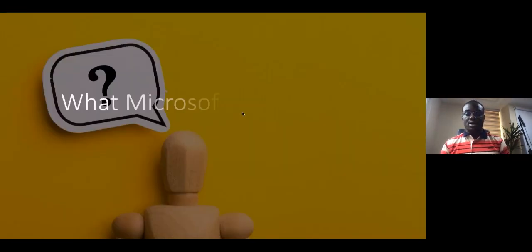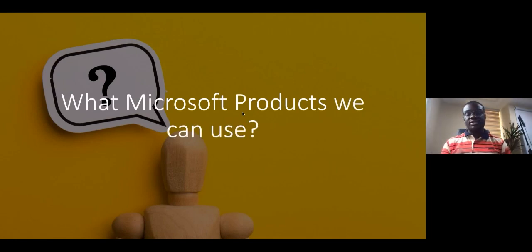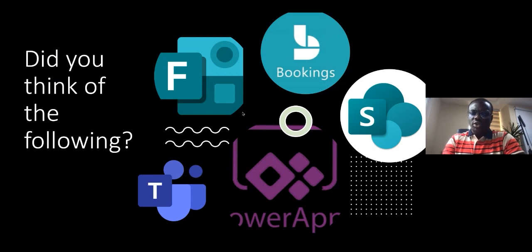Anyway, now at this stage, I know you were thinking of some of the products that we could use. What do you have in mind? What do you think we can use for this? What are you thinking of? I wish this was the auditorium so that I could ask all of you and we brainstorm about a solution before we look at what we build for them. Anyway, did you think of the following?